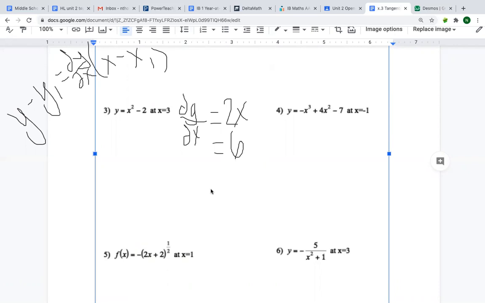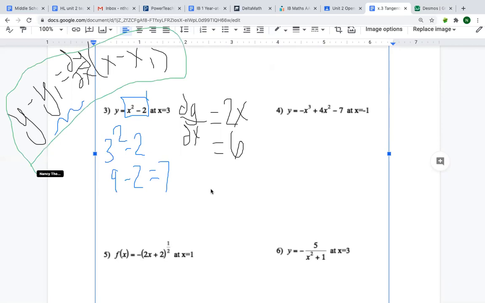But I also need to know what my y1 value is. So I have to plug in 3 to this original equation. So I would have 3 squared minus 2, which is 9 minus 2, which is 7. Now I'm going to plug in everything I know into this handy dandy equation up here. So I have y minus 7 is equal to 6 times x minus 3. And that's my answer.